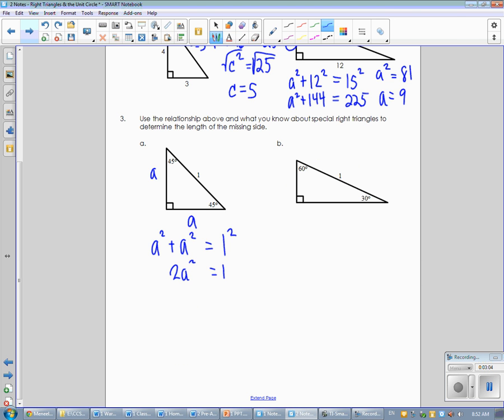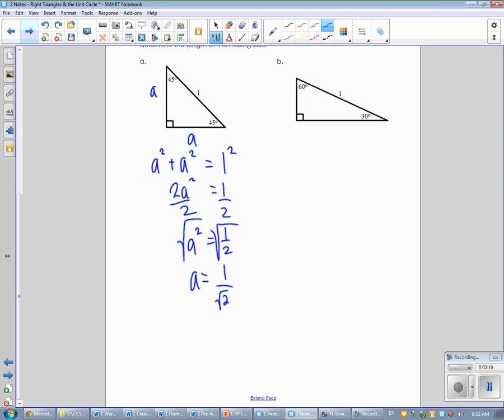So if I solve for a, I'm going to divide both sides by 2, and I get that a squared is equal to 1/2. If I take the square root of both sides, then I get that a is equal to, well, the square root of 1 is just 1, and that leaves me with the square root of 2 on the bottom. Now, again, for this course, it was expected that you guys understand how to rationalize a denominator, but what I learned from my last class is that is not something that they remembered from geometry.